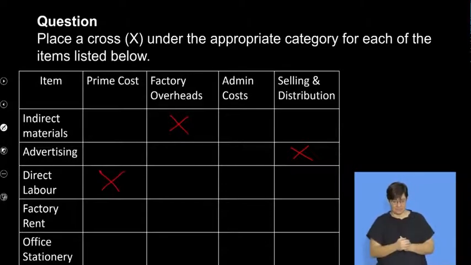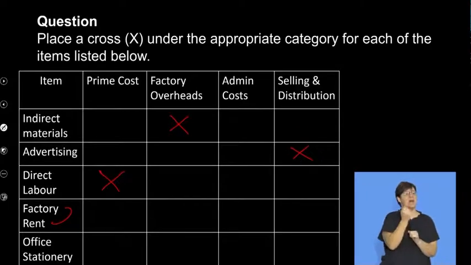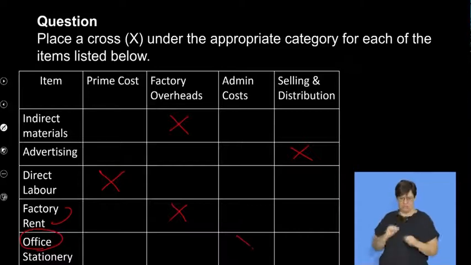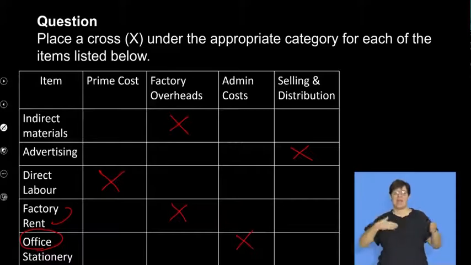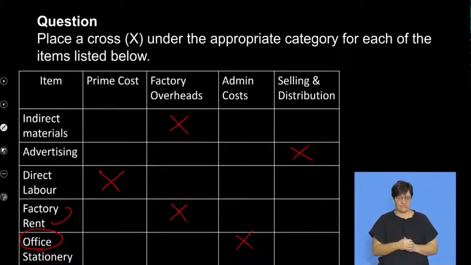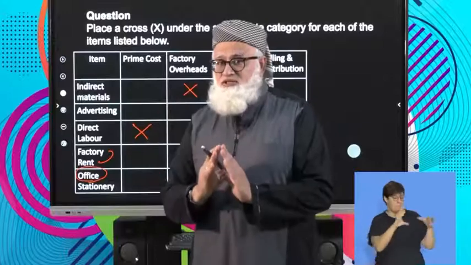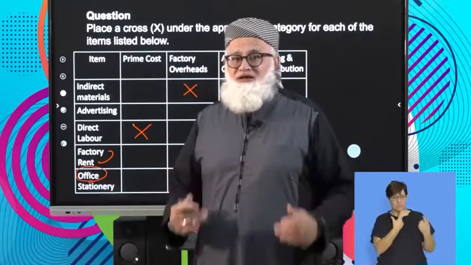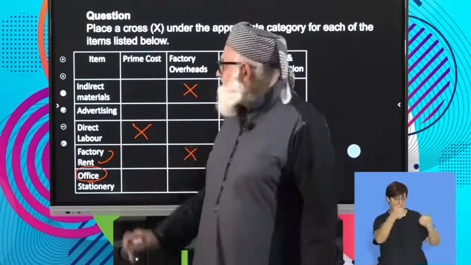Okay? The next one, remember I said, look at the expense, but see what comes before it. Factory rent. That means that would be a factory overhead, right? The next expense says office stationery. So where was the stationery used? It was used in the office, therefore that would be an admin cost. Okay, so you must be able to place the cost in its relative component, and this will make it much easier for you to understand when you're doing the actual ledger accounts and related information.